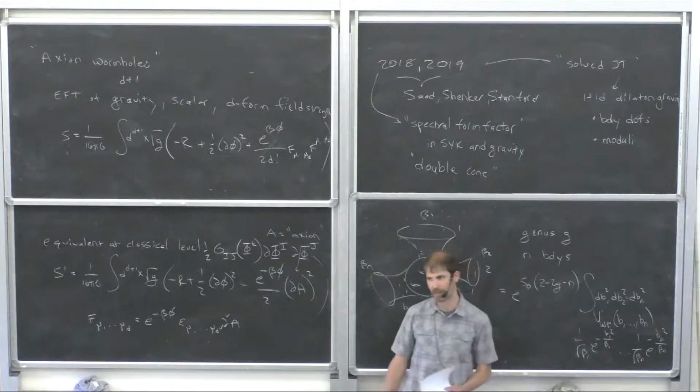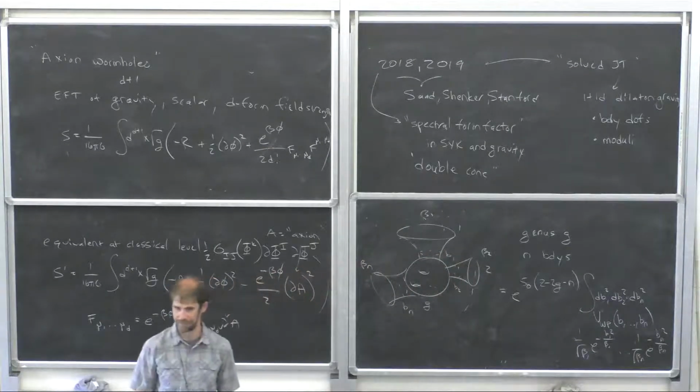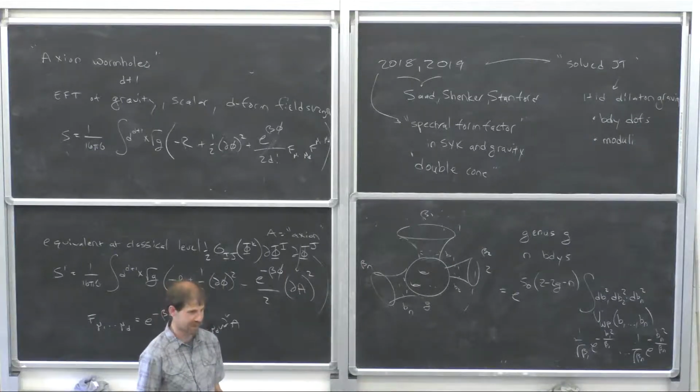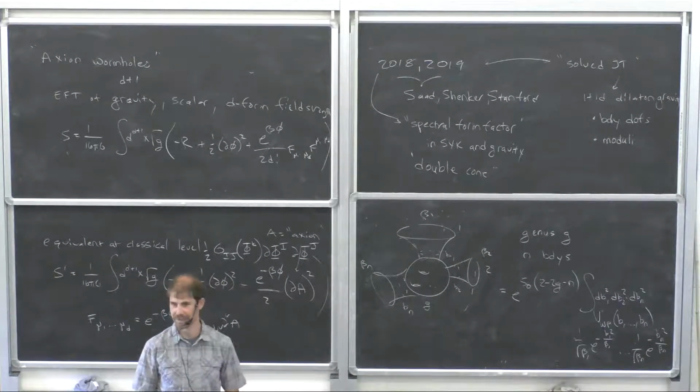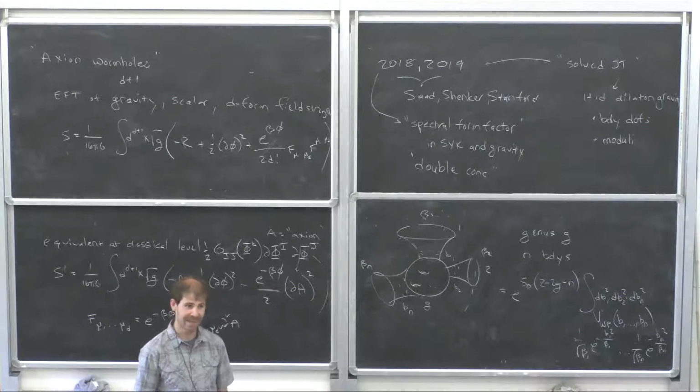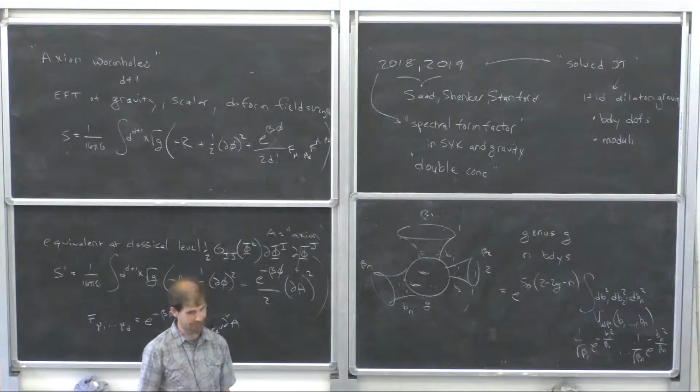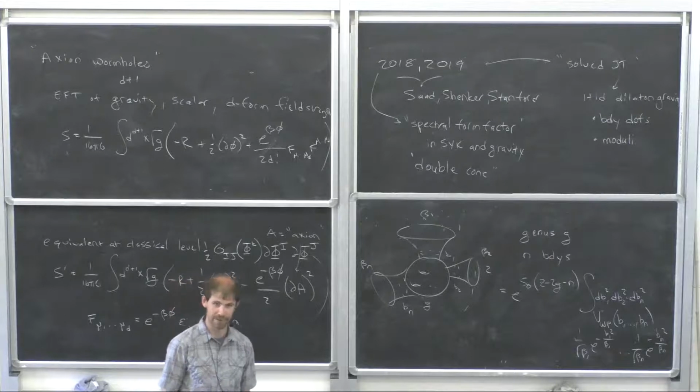This thing has no saddle point approximation, by the by. There's no saddle point to JT gravity of this sort. There's a bunch of off-shell metrics. In this case, you can fully enumerate them and fully integrate over them. That's one of the miracles of JT.